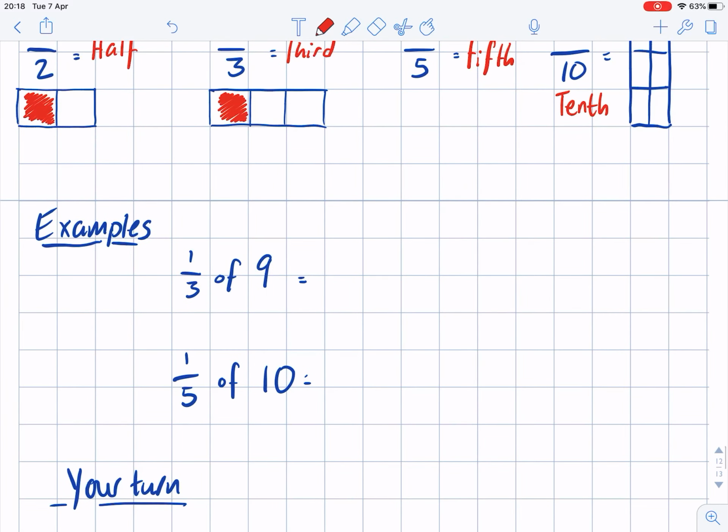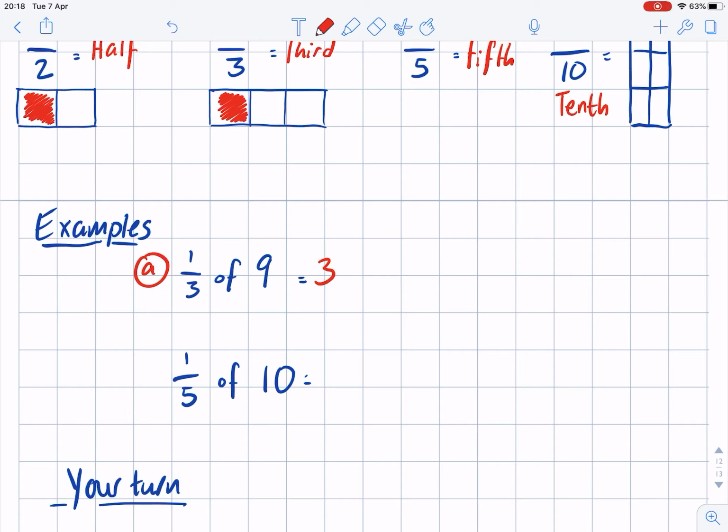For these first 2 questions, I've asked you to work out 1/3 of 9 and 1/5 of 10. If we go on to 1/3 of 9 first, think back to yesterday, how to work out the answer. All I need to do is think how many times does this bottom number, this 3, go into the 9. So how many 3s are there in 9? The answer is 3. And because this top number is a 1, I don't have to worry about doing anything to it. So 1/3 of 9 is 3.